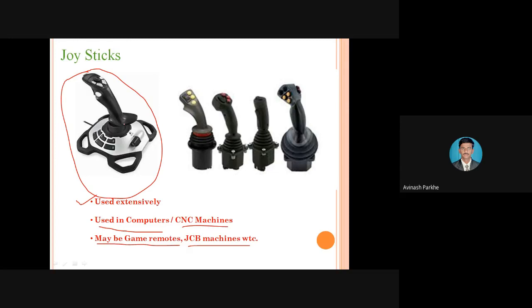Because the bucket used in the JCB can be totally controlled by using this joystick only. Therefore it is mostly used in automatic devices, that means automatic CNC machines, VMC machines, then some game remotes, and maximum times it is used in JCB machines. So this is about one of the types of control devices, which is called a joystick.